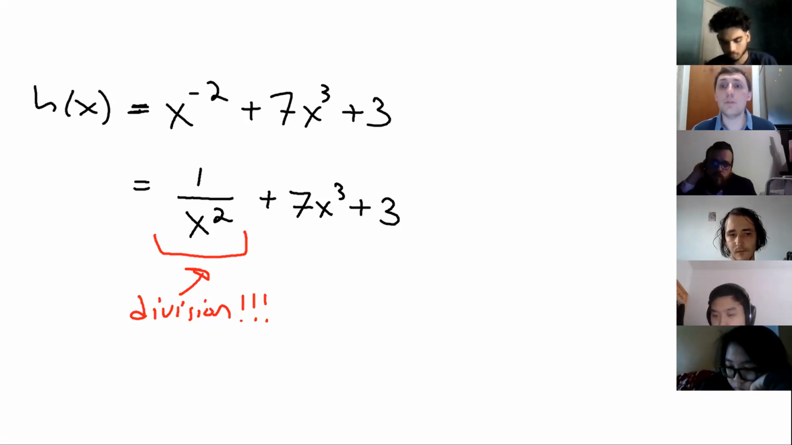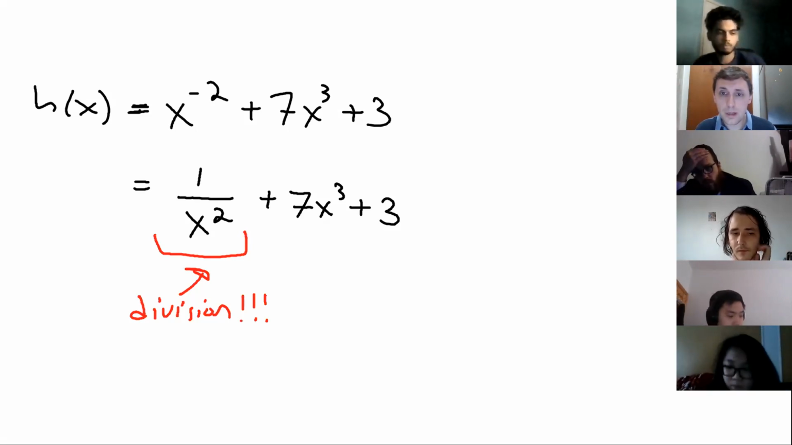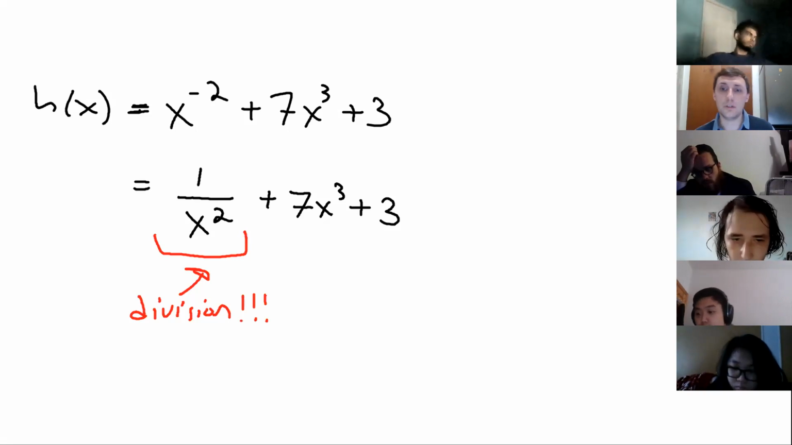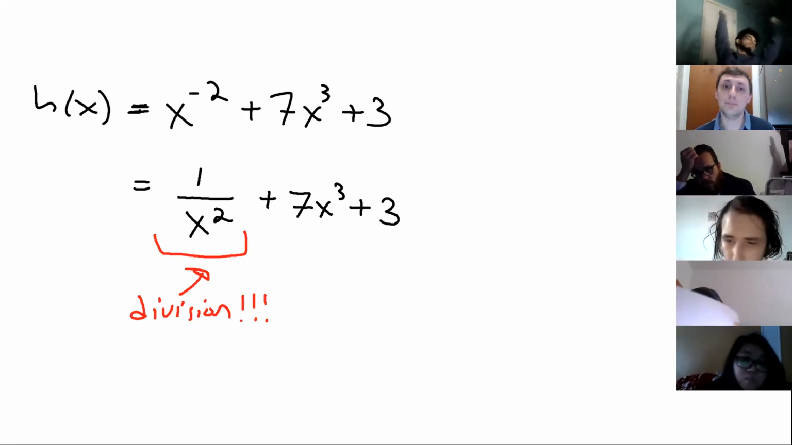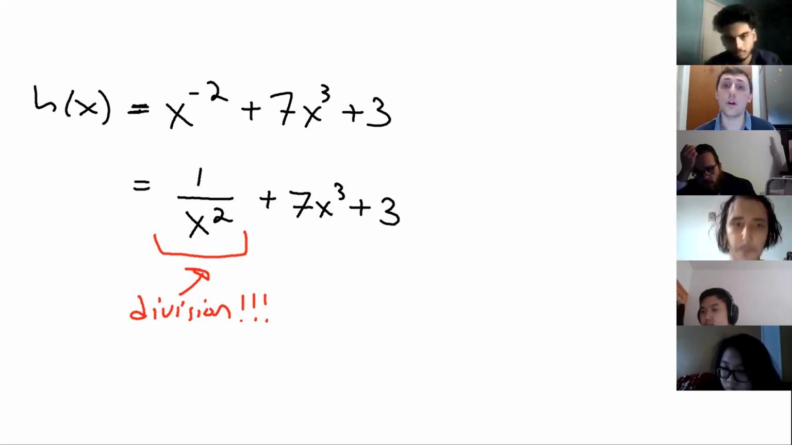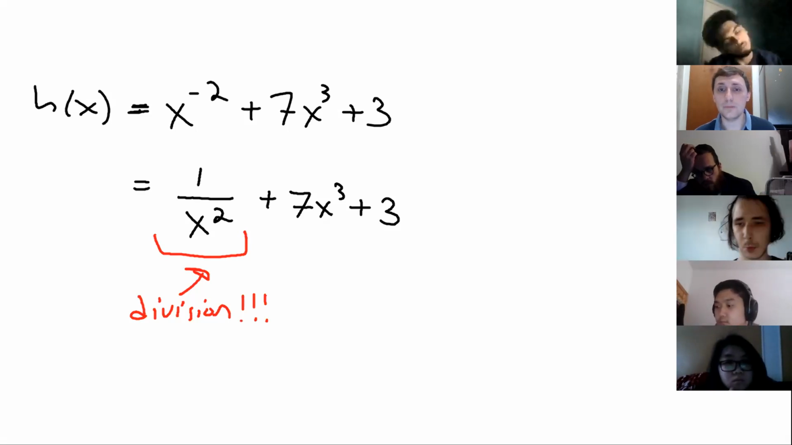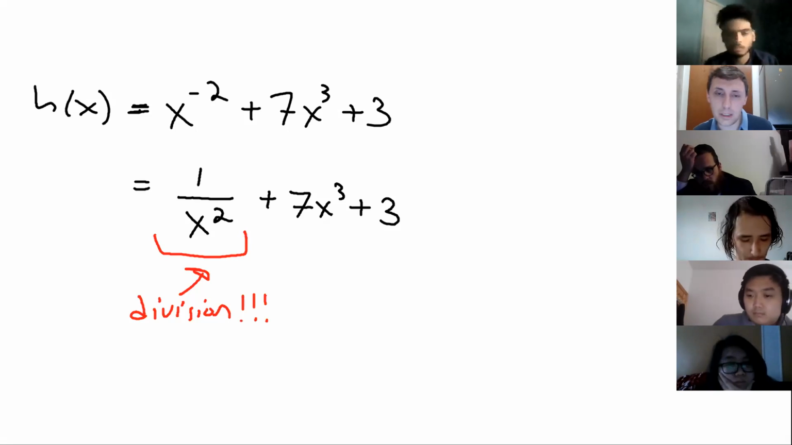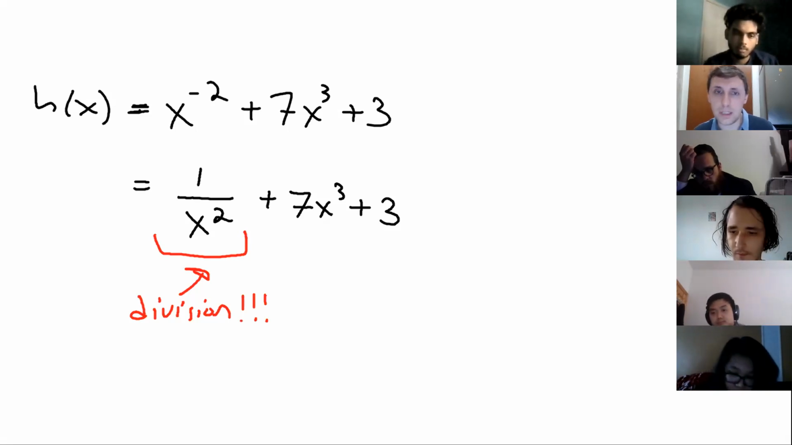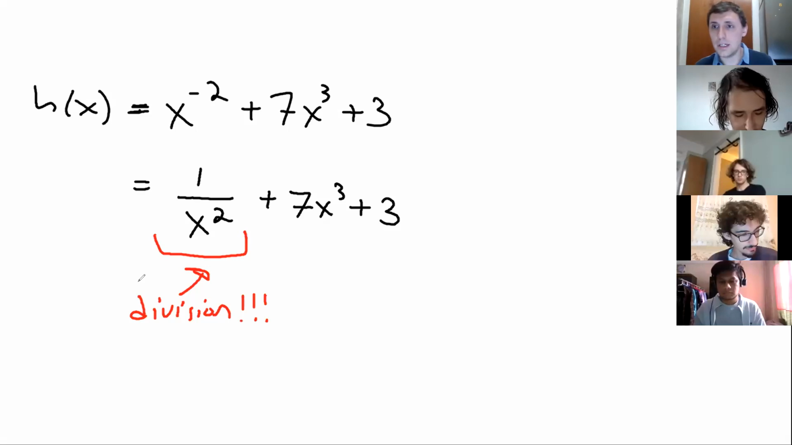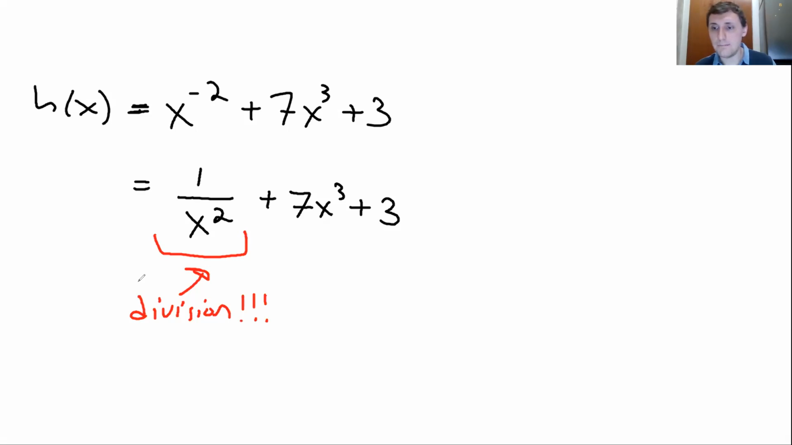Yes, here I'm using division, and therefore I am using an illegal operation for polynomials. But maybe we can avoid using division. Do you have an argument against that? So maybe you are wrong in saying that this is not a polynomial. And if you don't believe me, I can give you an example where clearly it will be a polynomial.